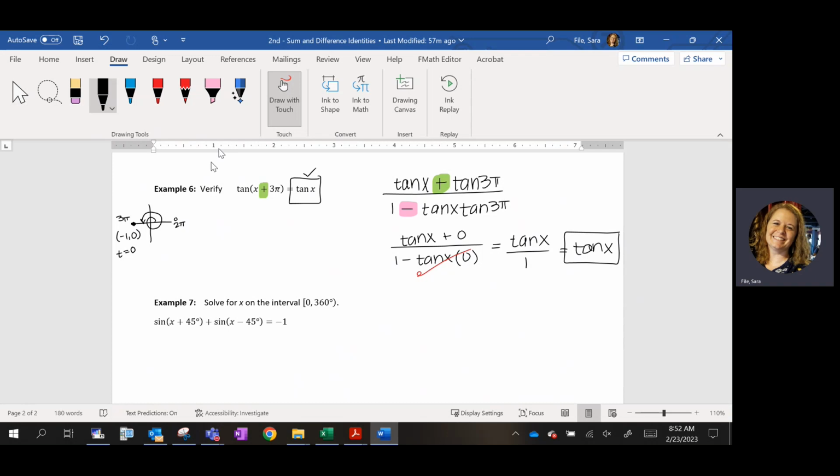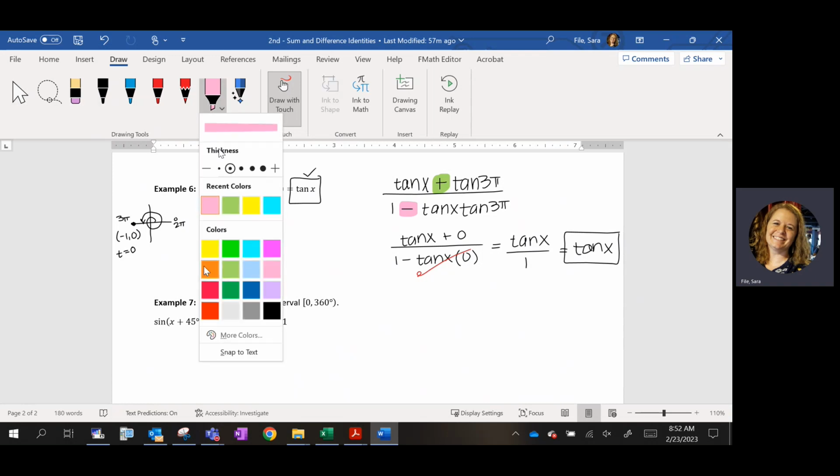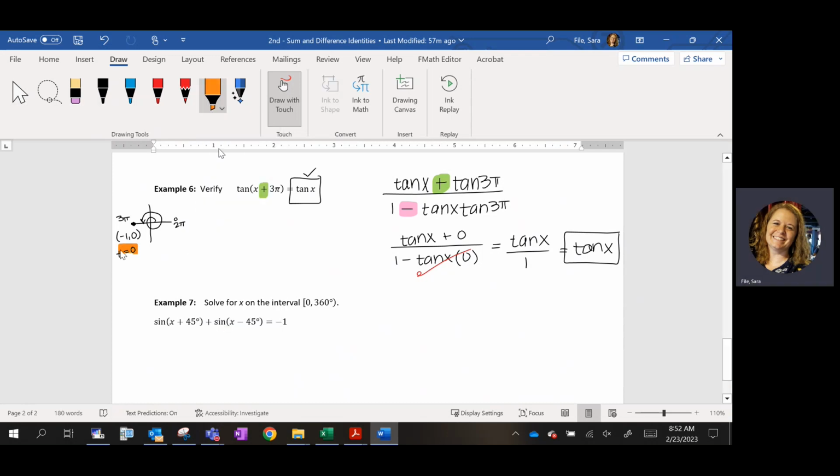Feel okay about that one? I'll highlight there too. I got tangent is 0 at 3 pi halves. So that's where the 0 came from, here and here. Good?